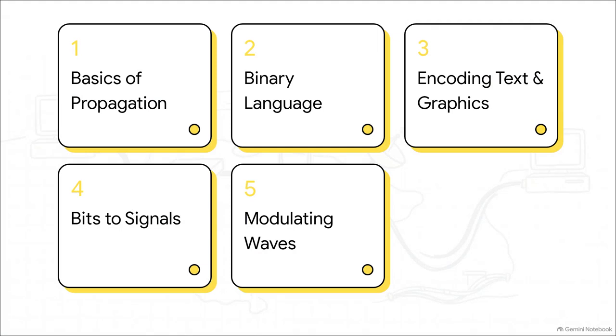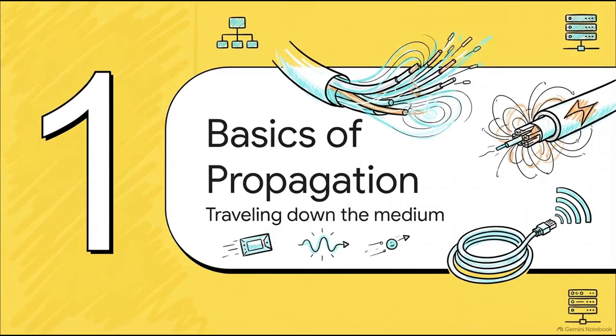Here is our roadmap for the journey today. We'll start with the basics of propagation, move on to binary as a universal language, explore how we encode text and graphics, see how those bits become physical signals, and finally, look at how we modulate carrier waves to send that data. Let's get started.